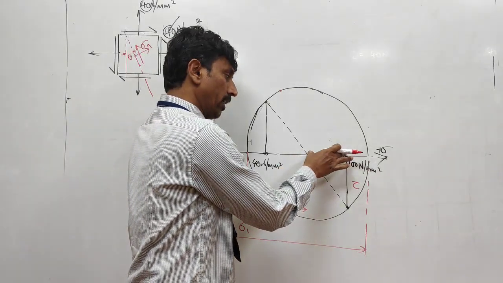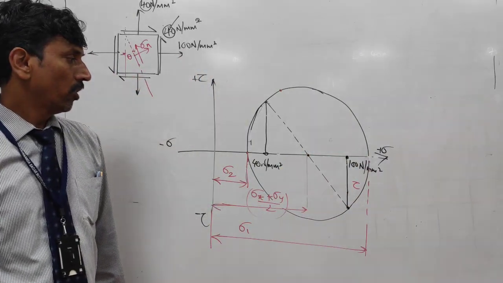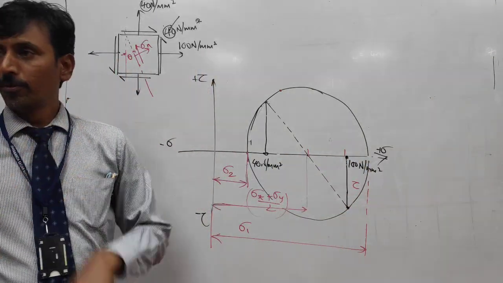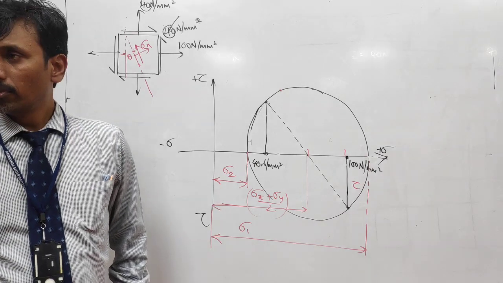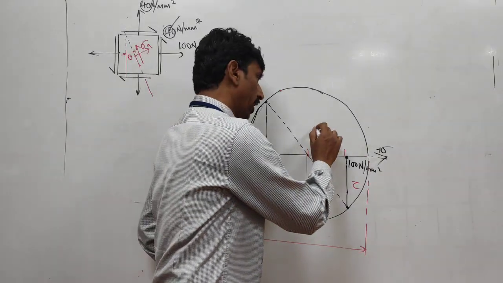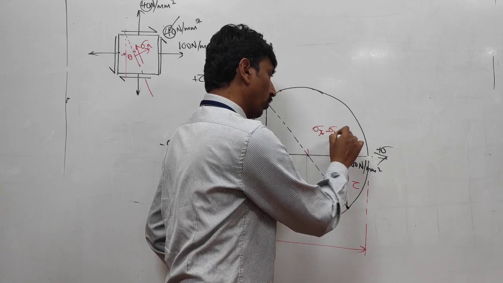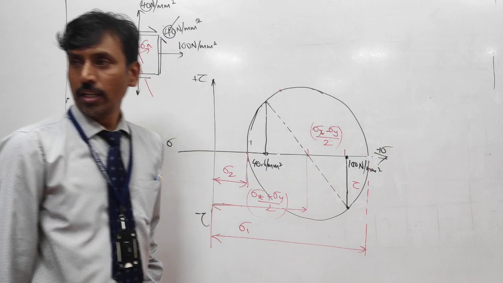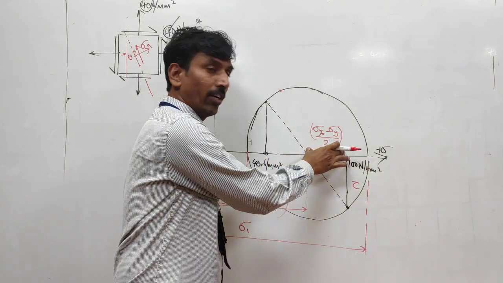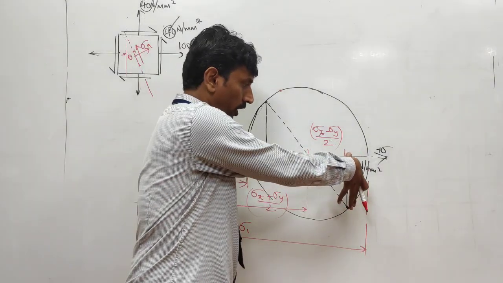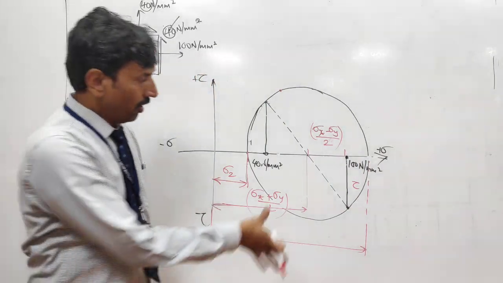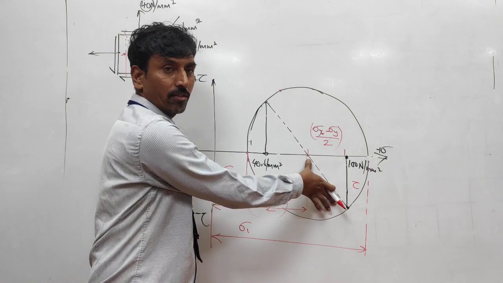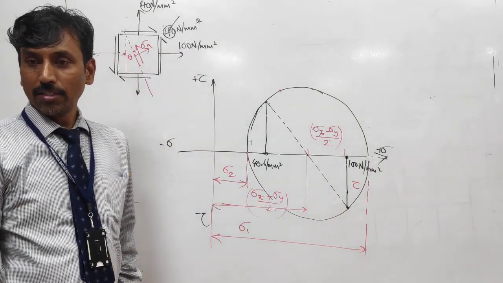What is this, guys, basically? What is this distance? Yes. Thank you. Otherwise, I will lose confidence in teaching. Okay. This is sigma x minus sigma y by 2. This is tau. Then even 8th standard students will say, what is this? Radius of the circle.